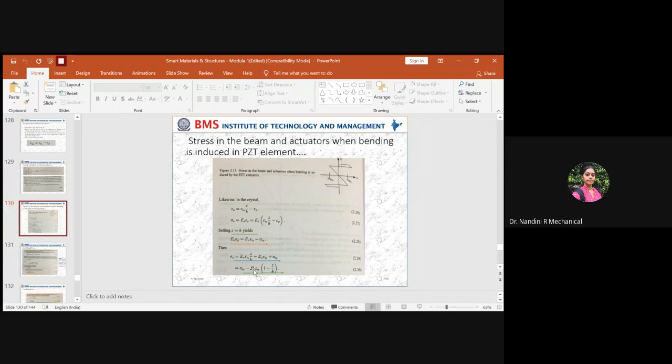So if you take this as common, so everything, it will be 1 minus Z of H. Here you have Z of H retained, so we'll write it as Z of H, and here it is only elastic modulus into the free strain, so you will write it as 1 over here. So this is how the equation gets reduced. Here is a small change in the sign.